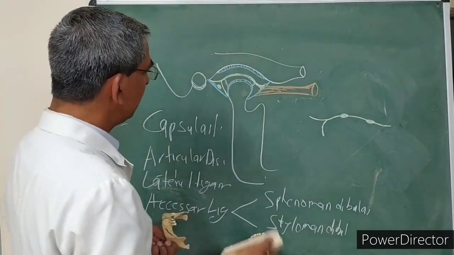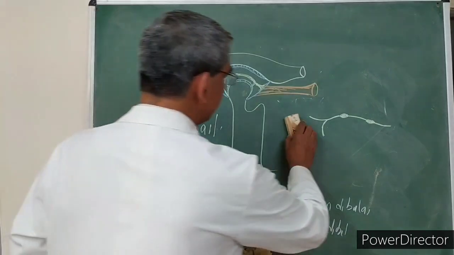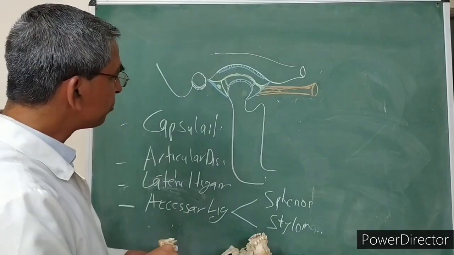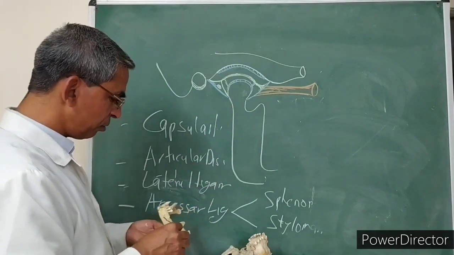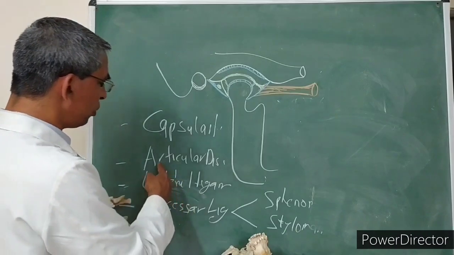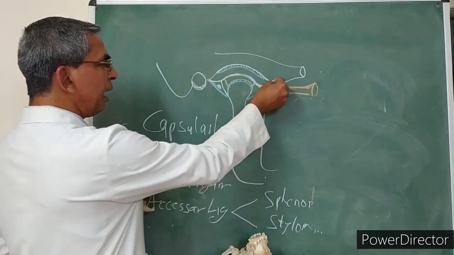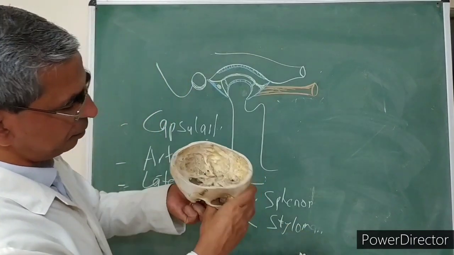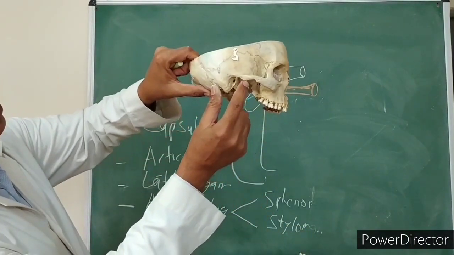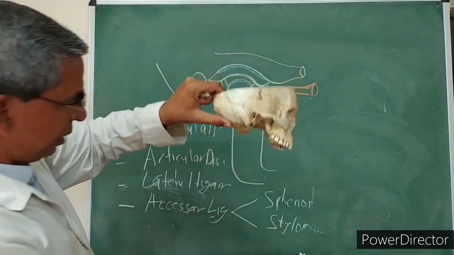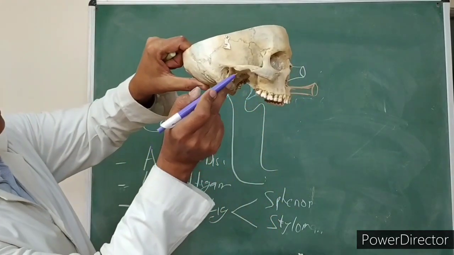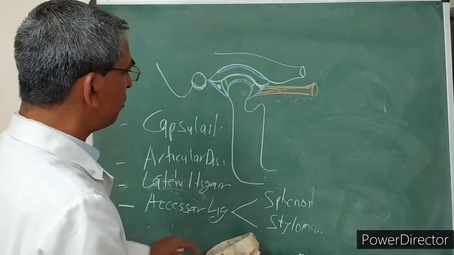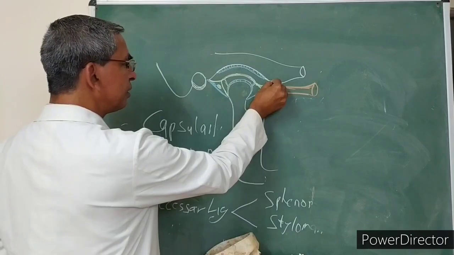Clear? So this is the articular disc here. Next ligament is in this section here, the lateral ligament of the joint. Now the lateral ligament of the joint starts at the anterior tubercle, or the tubercle of the zygomatic arch here. Okay, this is the tubercle of the zygomatic arch. This ligament, the lateral ligament of the temporomandibular joint, starts here.